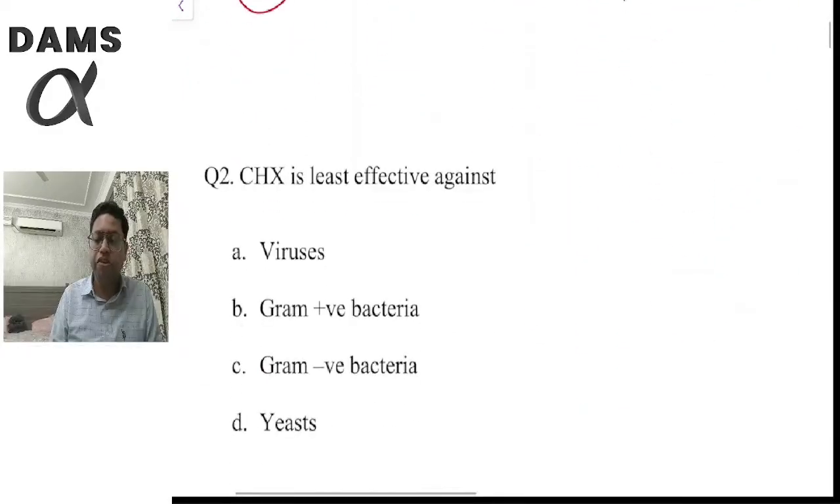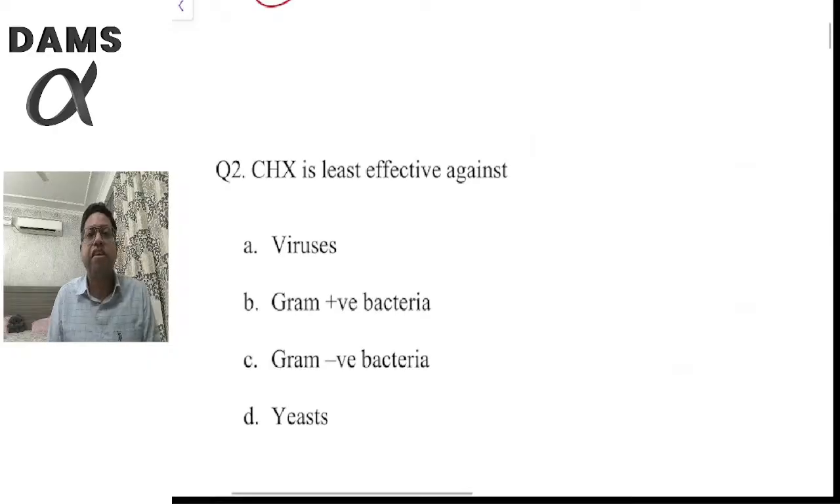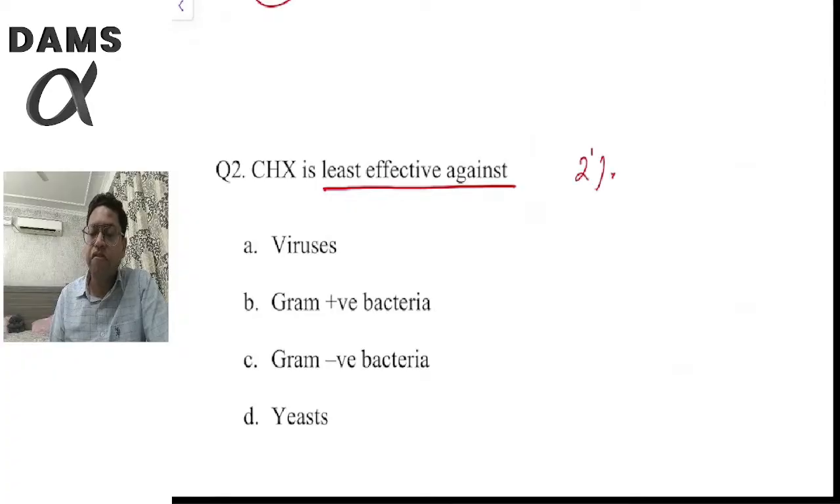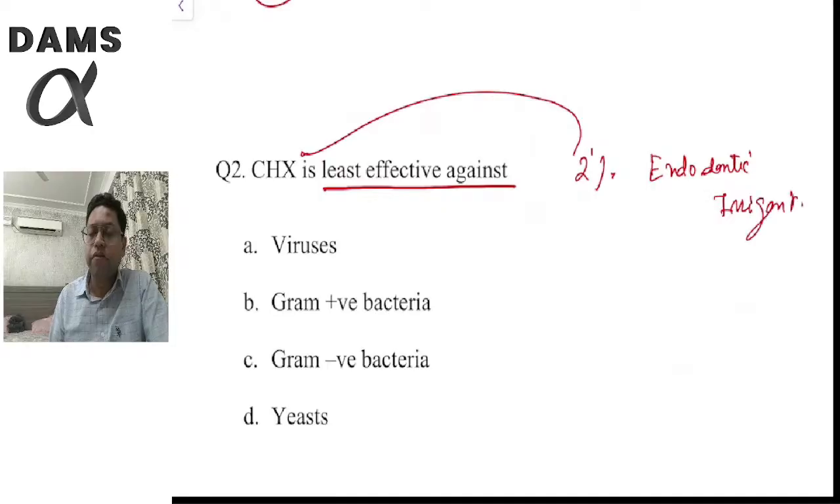Coming over to question number 2. CHX is the standard abbreviation for chlorhexidine. Chlorhexidine is least effective against. We know that normally we use 2% solution of chlorhexidine as an endodontic irrigant. It is a polybiguanide solution which is used in 2% concentration.